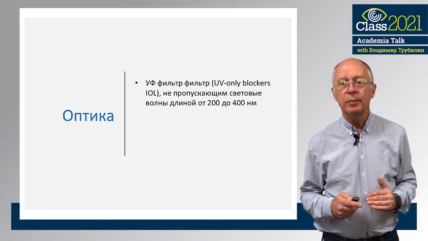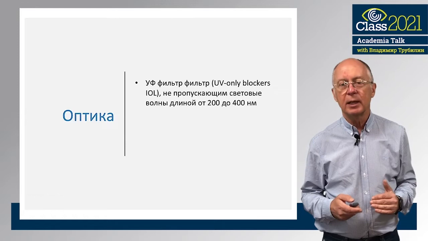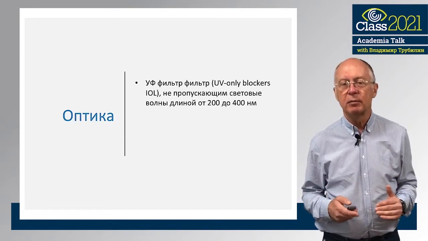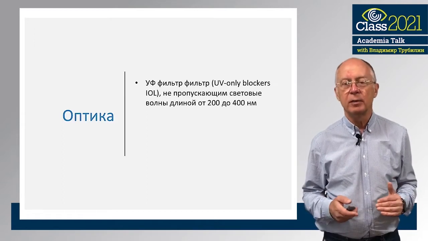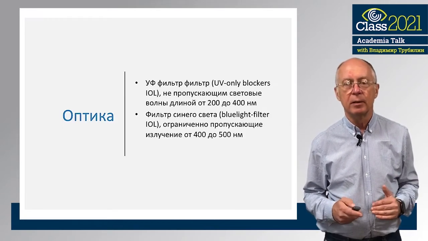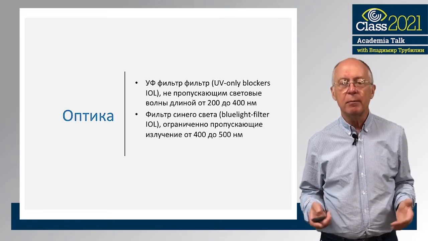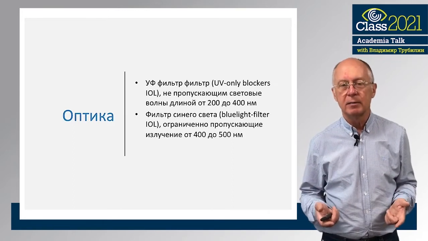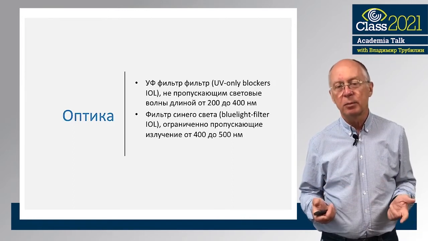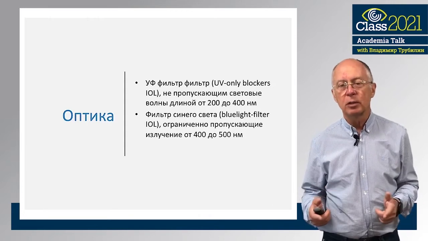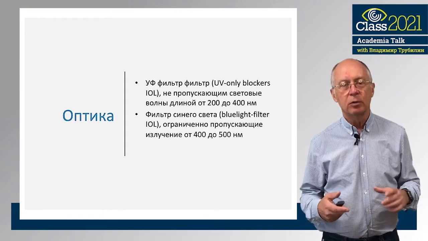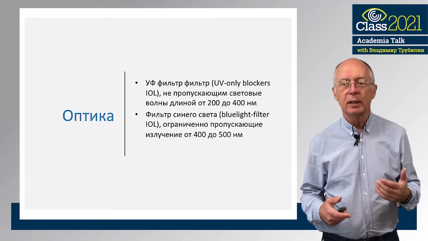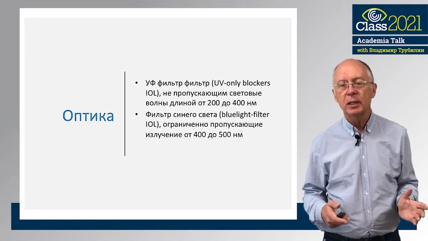Optics. All modern IOLs have a UV filter which filters out the light waves of the harmful spectrum from 200 to 400 nanometers. However, many manufacturers make lenses with an additional filter, a blue filter, which partially transmits light waves from 400 to 500 nanometers. These lenses have a yellow dye. This is a controversial question, and there is no consensus reached as to which lenses are better, the ones with totally clear optics or the ones with an additional blue light filter.